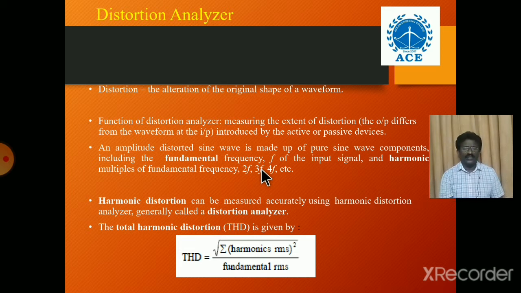An amplitude distorted sine wave is made up of pure sine wave components, including the fundamental frequency f of the input signal and harmonic multiple frequencies 2f, 3f, 4f, etc. Harmonic distortion can be measured accurately using a harmonic distortion analyzer. Generally this is called the distortion analyzer. The total harmonic distortion is given by the square root of the summation of harmonics RMS squared, divided by the fundamental RMS.